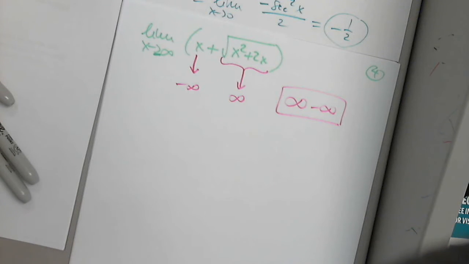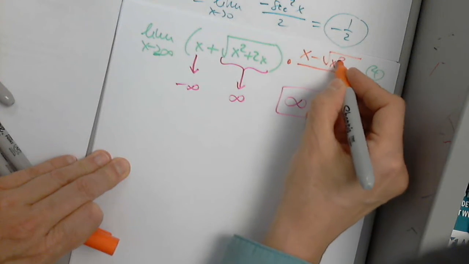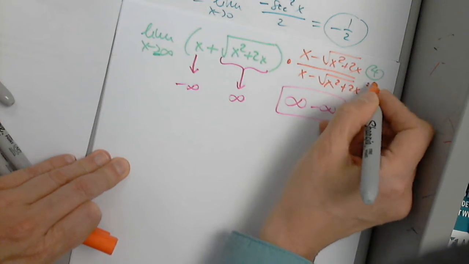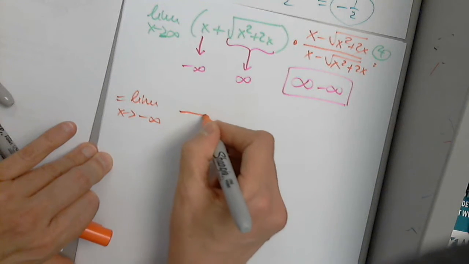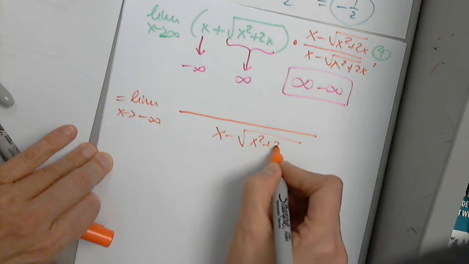What do we do? And it's the only way. Say it again, Savannah. We rationalize. Yep, we have to rationalize. x minus the square root of x squared plus 2x, x minus the square root of x squared plus 2x. So this is limit as x approaches negative infinity of x minus the square root of x squared plus 2x.